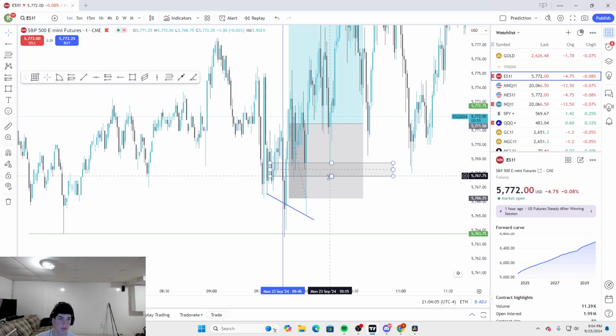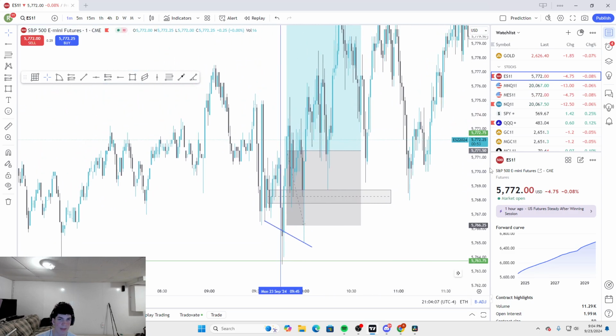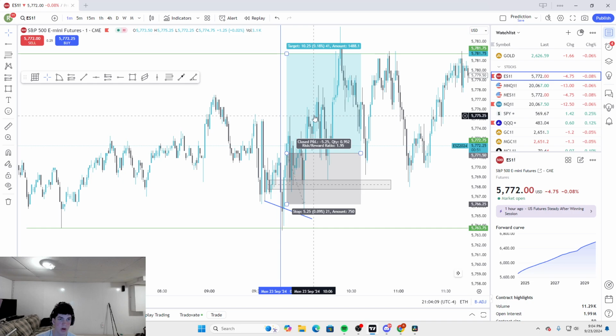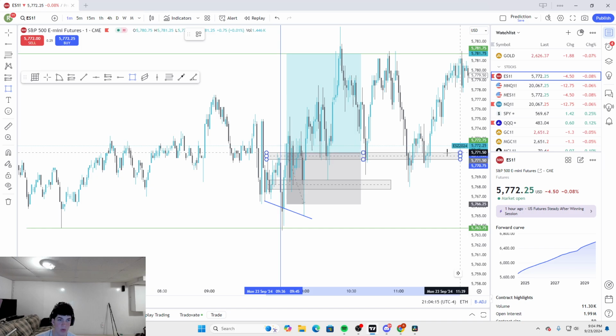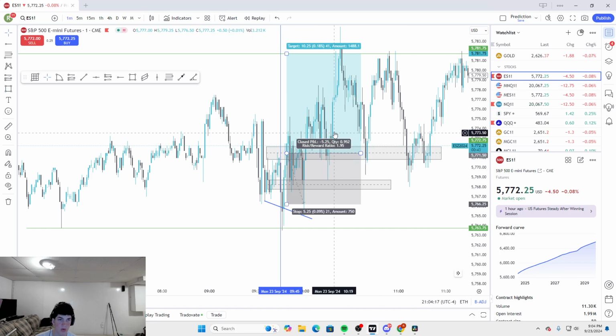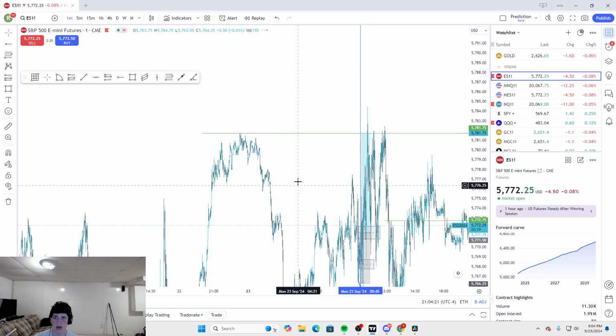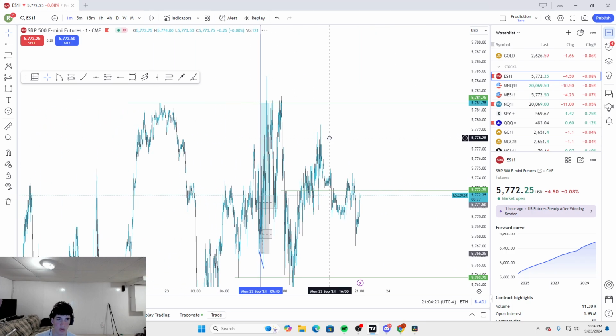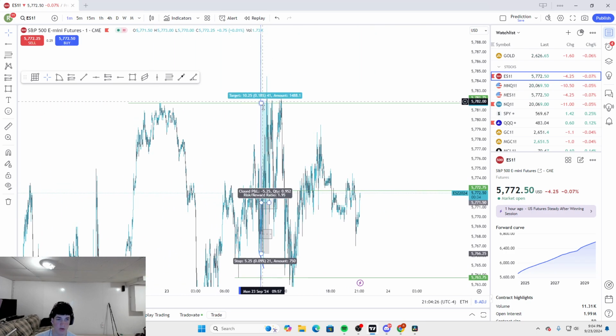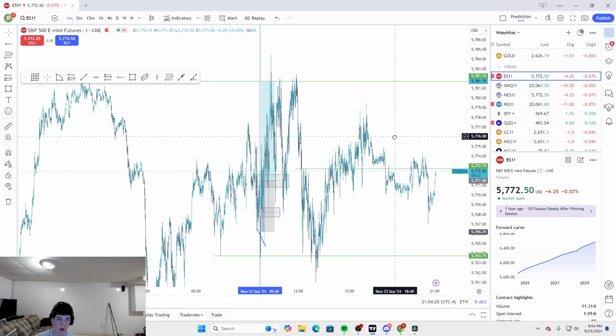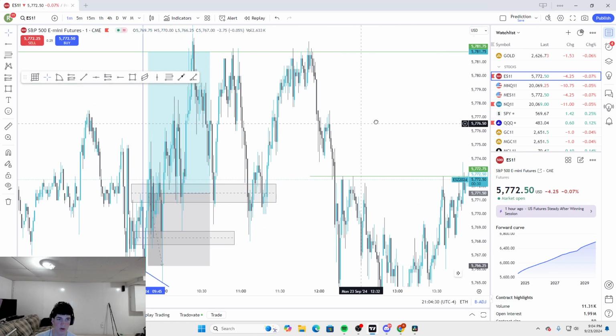Dude, we literally boom, got wicked out, and then bang, we came all the way up here, retested this fair value gap we made right here, retested that, clean, smooth reaction, bang, took out our take profit. And our take profit was really good because as you can see, we hit this and then we just rejected off. So that was the perfect take profit.